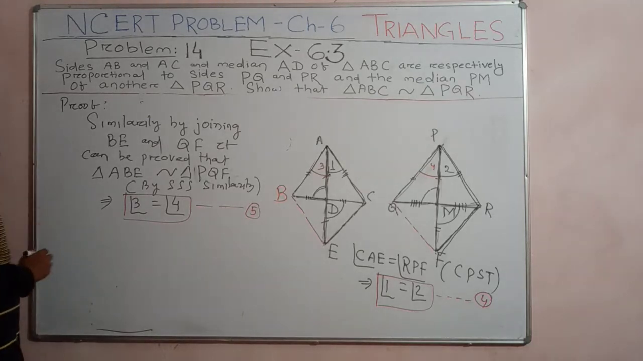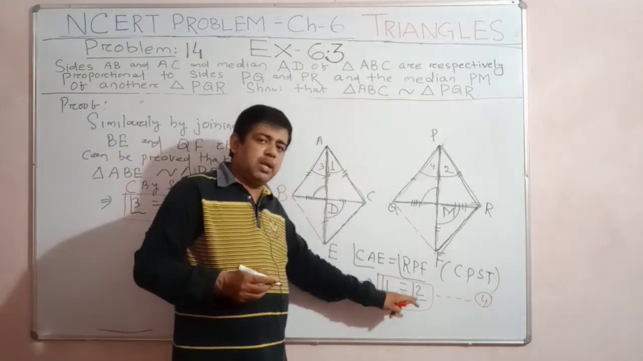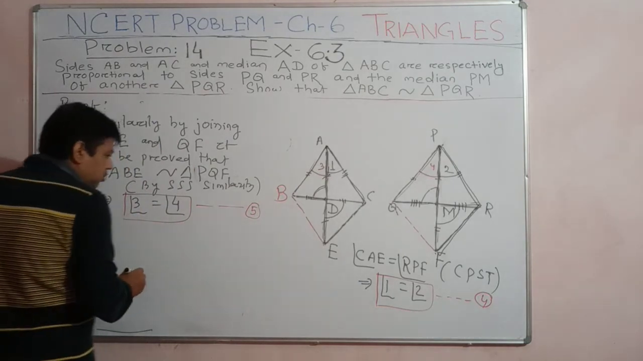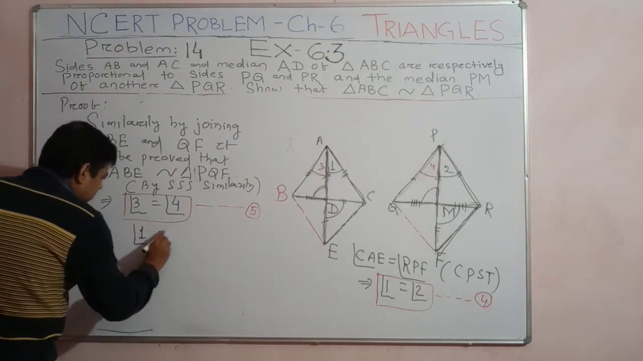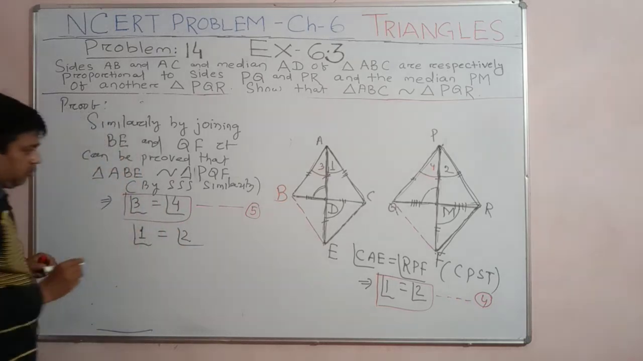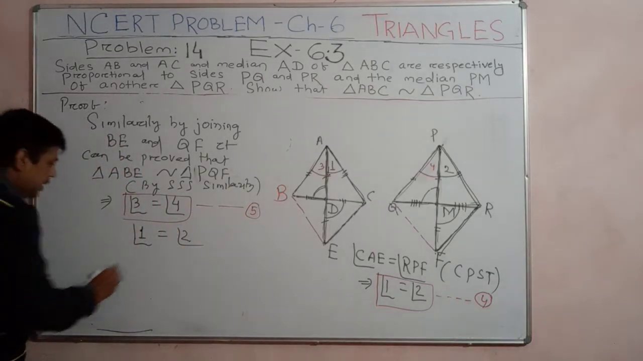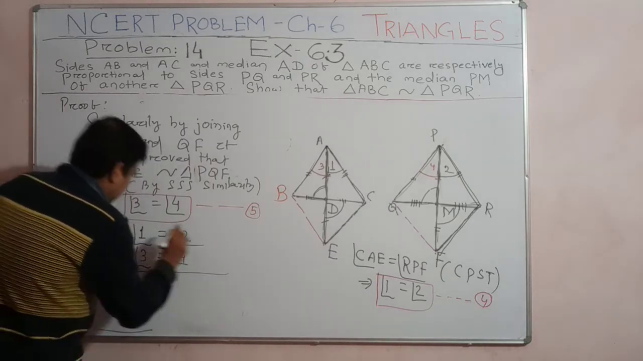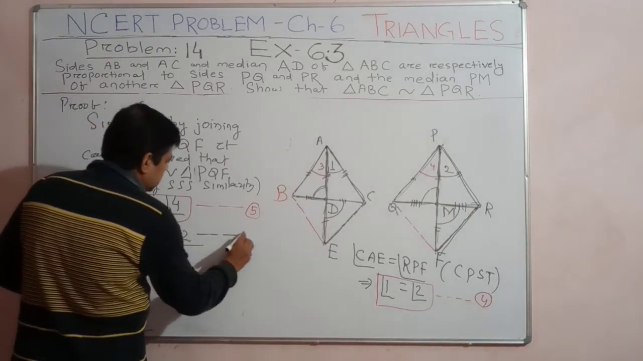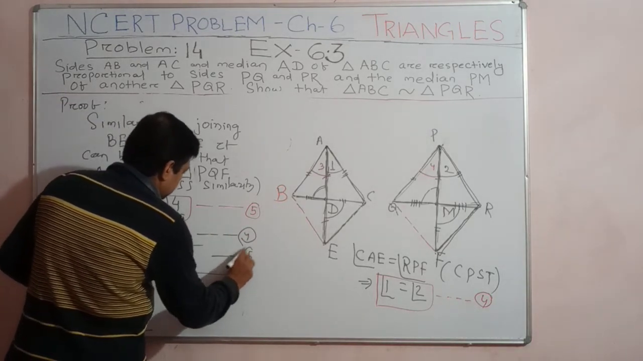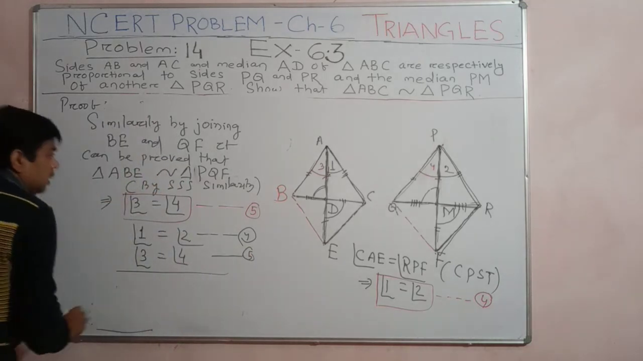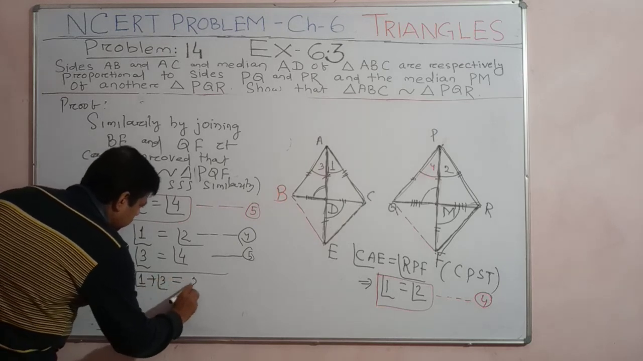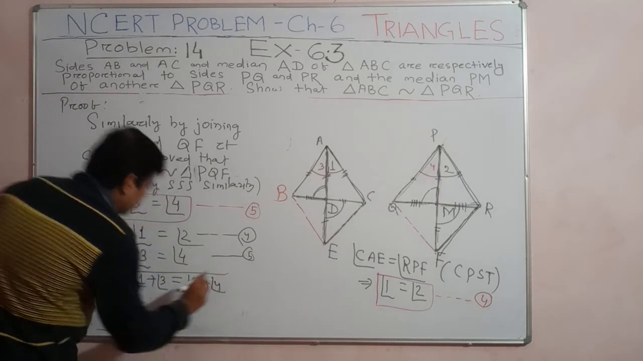Now see. From equation 4, what are you observing? Angle 1 is equal to angle 2. Yes or no? And in equation 5, angle 3 is equal to angle 4. Understand? Add equation 4 and equation 5. Then it will be angle 1 plus angle 3 is equal to angle 2 plus angle 4.